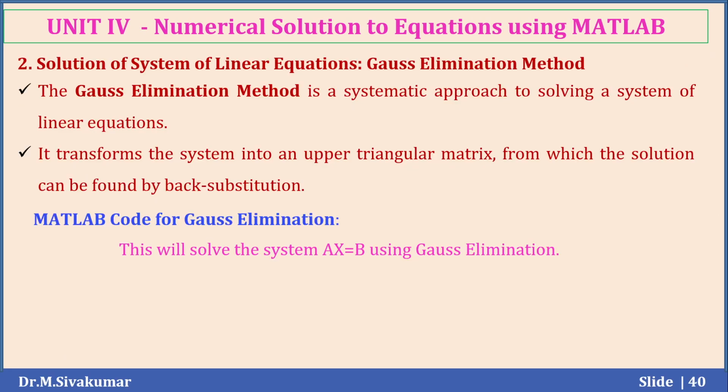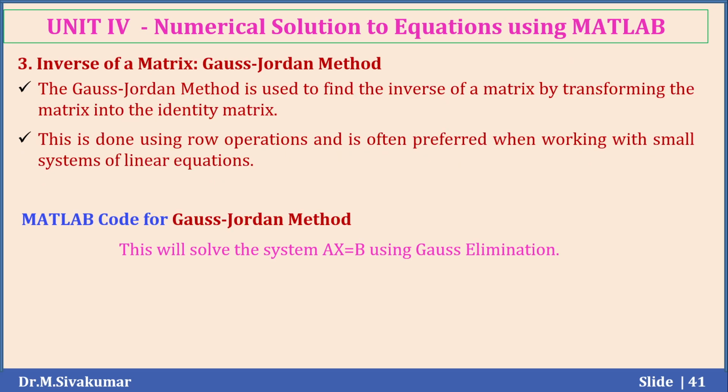The second one is the Gauss elimination method. Gauss elimination is a systematic approach to solving a system of linear equations. It transforms the system into an upper triangular matrix, from which the solution can be found by back substitution. Here is the MATLAB code for Gauss elimination. This will solve the system Ax = B by using the Gauss elimination method.